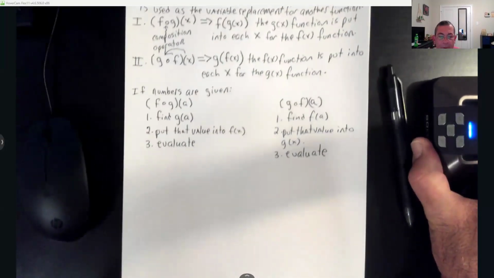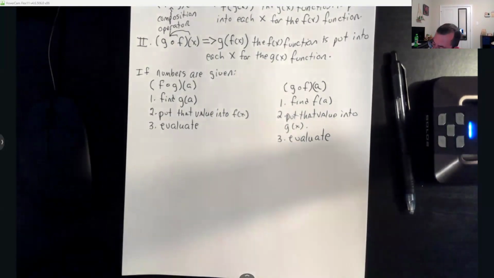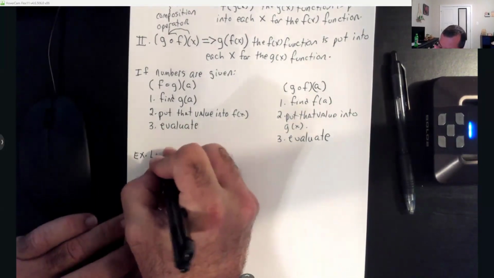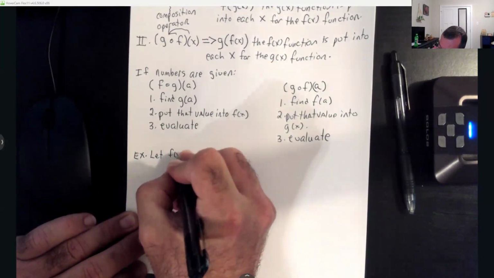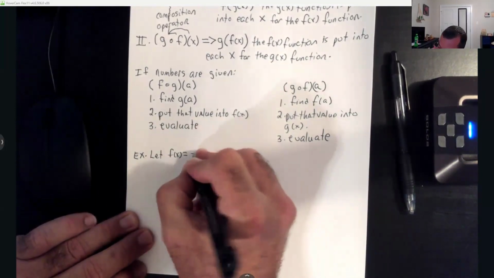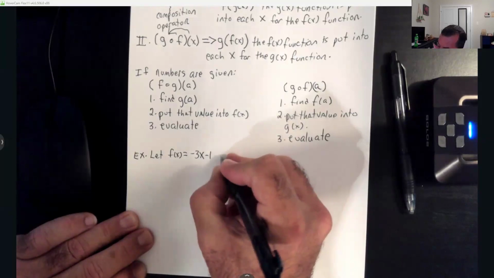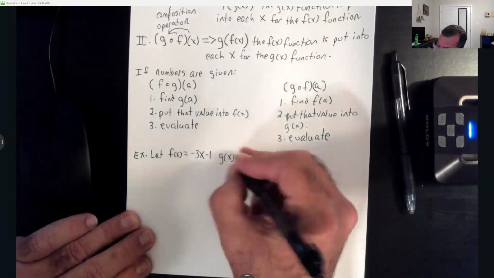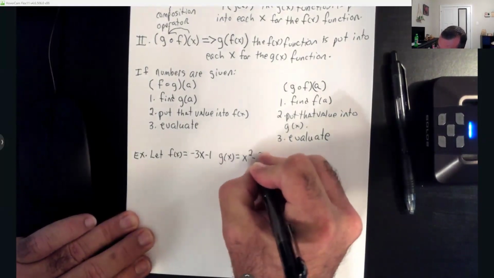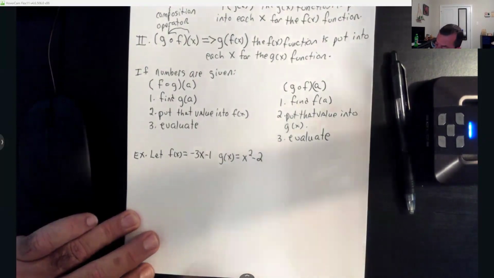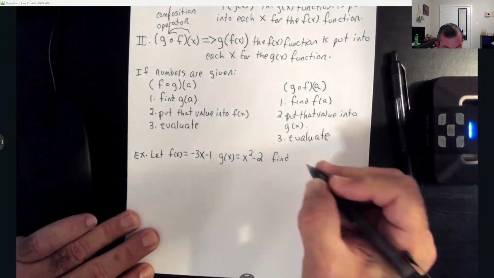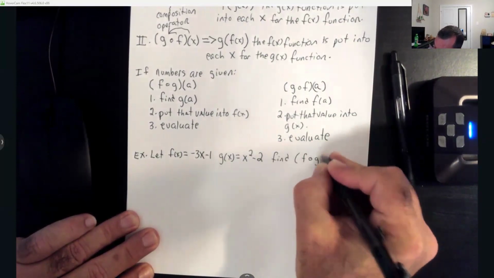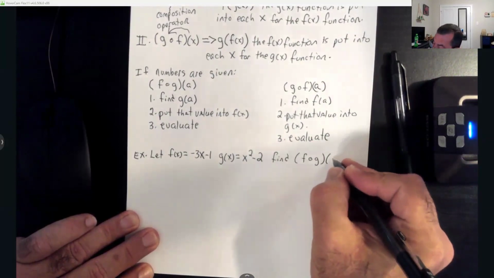So y'all, let's play with a few of these. So this first one will be like your homework number 1. They want to let f of x equal negative 3x minus 1, and g of x is going to equal x squared minus 2. They want us to find f compose g of 7.